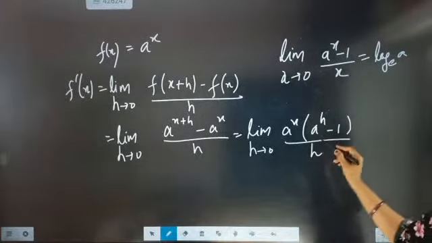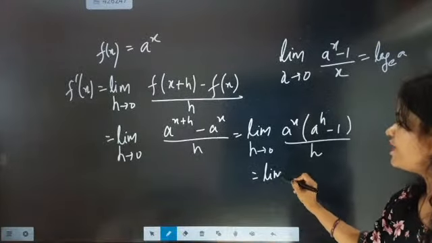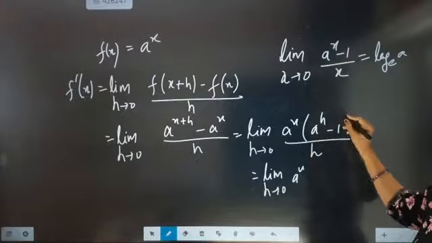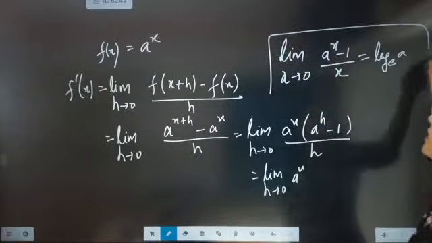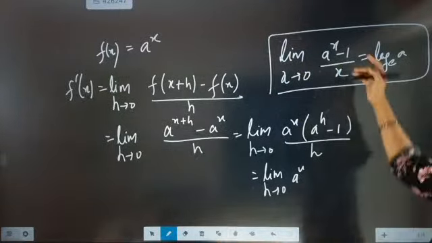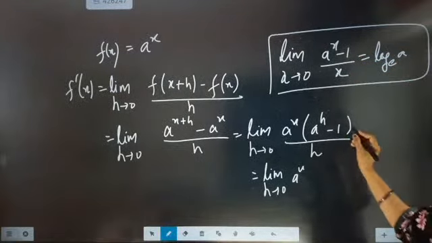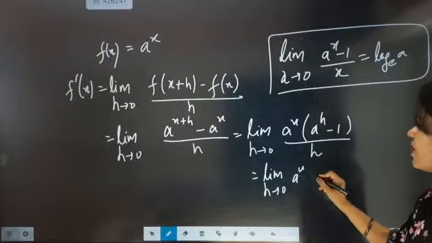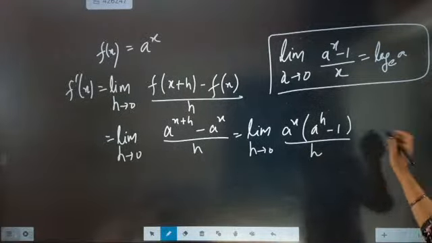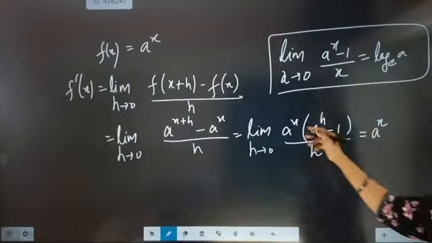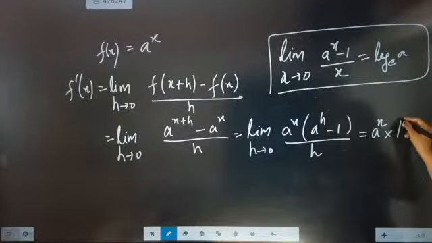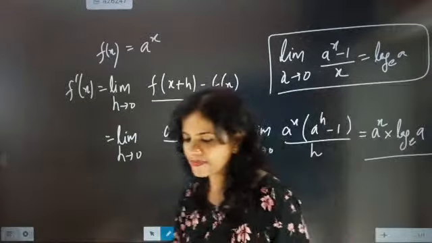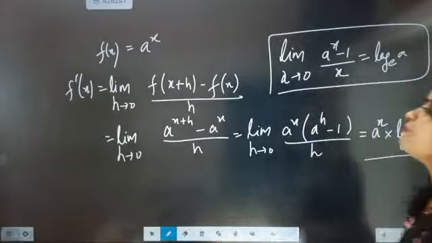Now I told you one formula. The a to the power x stays as it is, but for this part I told you the formula: limit x tends to 0, (a to the power x minus 1) by x is log e a. So here limit h tends to 0, (a to the power h minus 1) by h, this part we directly write. Why write one more step? It will become a to the power x, the constant coming out, times log base e a. So this derivative part will be there. Absolutely correct. I am going to keep it till here.